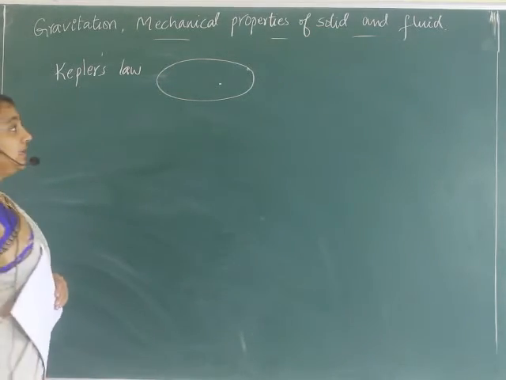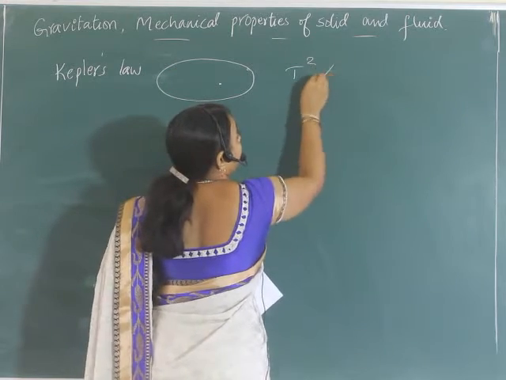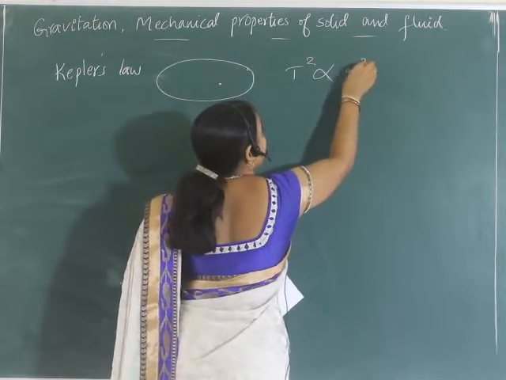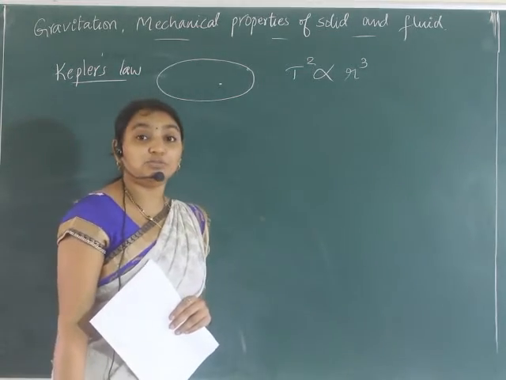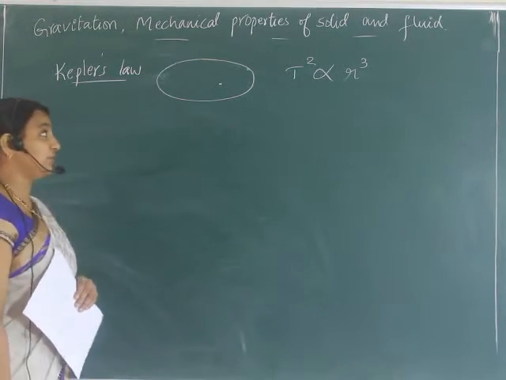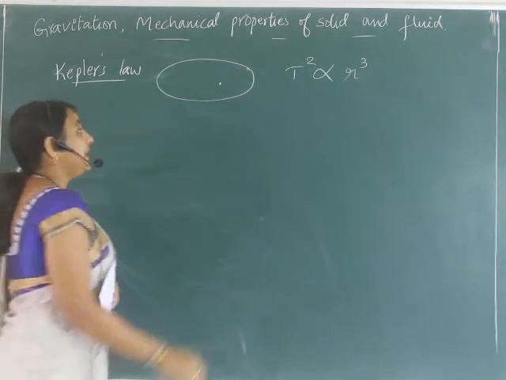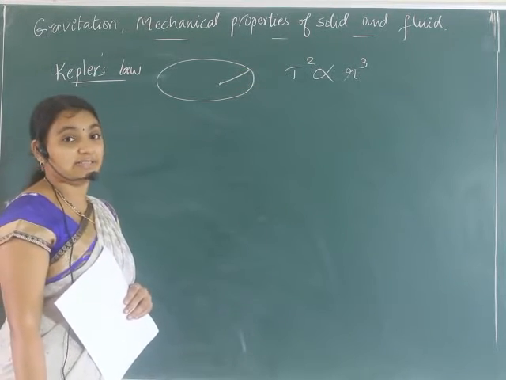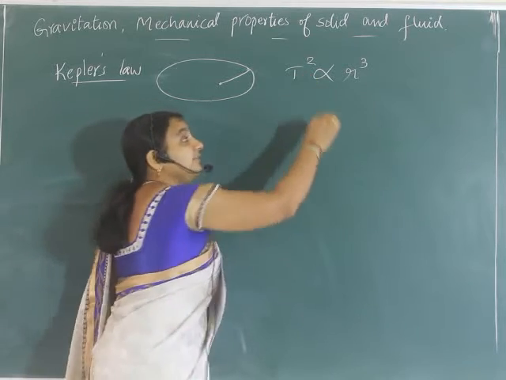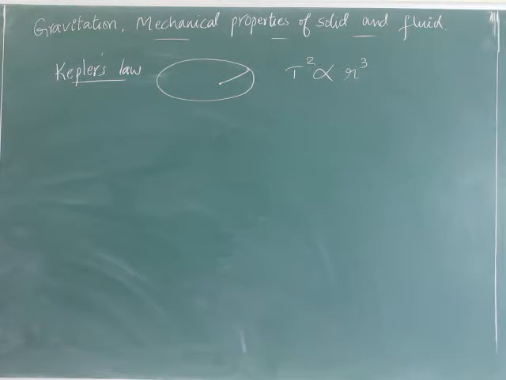Correct? Then the third law states that the square of the time period is proportional to the cube of the semi-major axis. So, these are the three Kepler's laws. First, all planets move in an elliptical orbit with the sun at one focus. Then, the line joining the planet and the sun sweeps equal area in equal intervals of time. Third, the square of the time period is proportional to the cube of the semi-major axis.